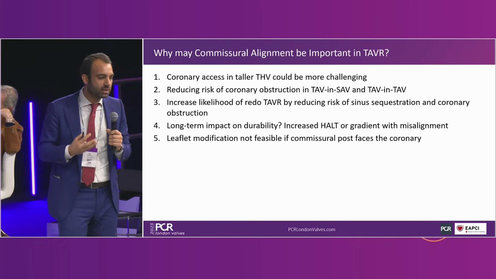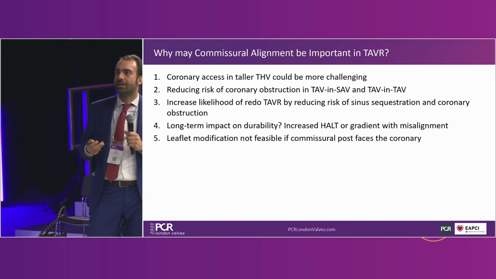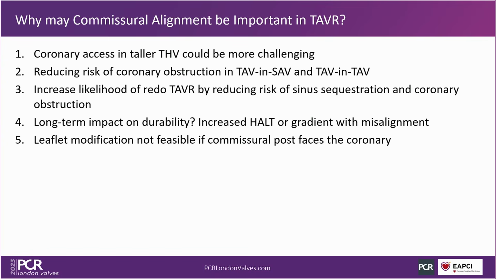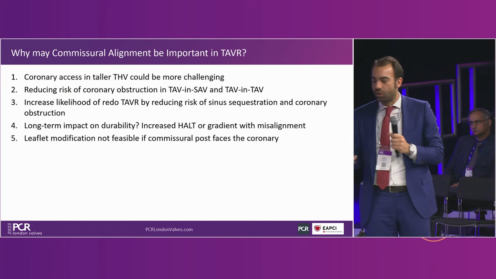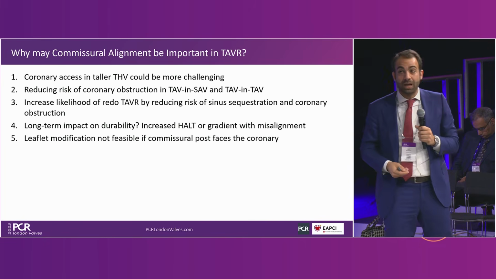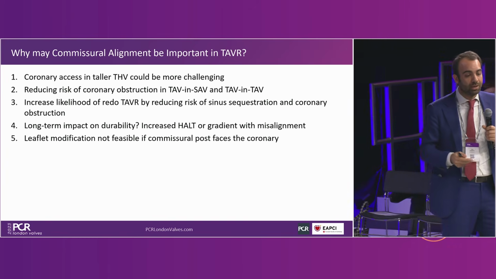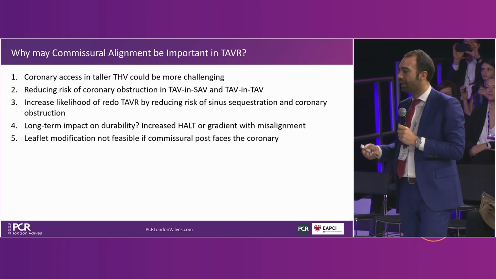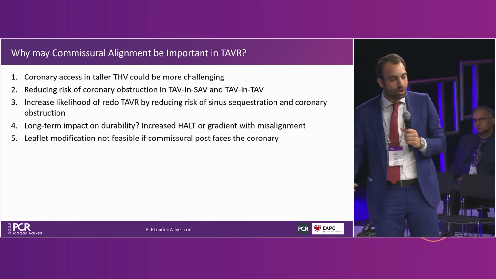Yeah, we're not going to discuss step by step each platform because there are a lot of sessions, but we just want to talk about the impact on coronary accessibility. So when I think about commissural alignment, I want to think why is it important? One, because coronary access is difficult sometimes with a taller THV, so coronary access is important. Two, it reduces the risk of coronary obstruction when we're doing TAV-in-TAV. It will increase the likelihood of redo TAVR by reducing the risk of sinus sequestration, like the case of Francesca. And there is also data from Ole about the impact on durability. It turns out that if you're commissurally aligned, it might probably affect durability.